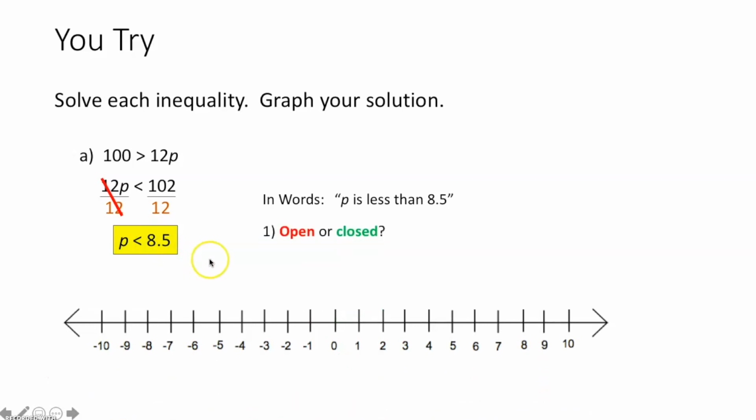Here's my graph. First thing I decide, is this an open or a closed circle? Well, I have no equal sign underneath, so I'm going to put in an open circle at 8.5. So I go over to 8 and 9. I go right in the middle and put an open circle at 8.5.